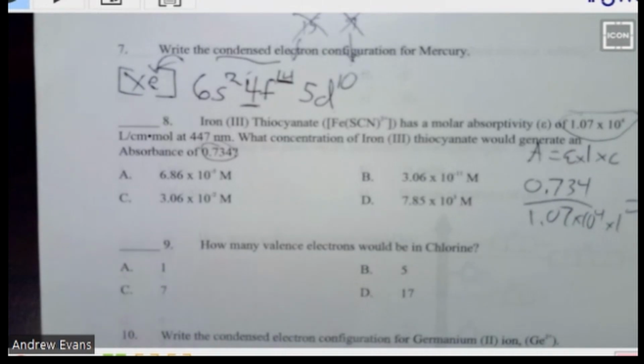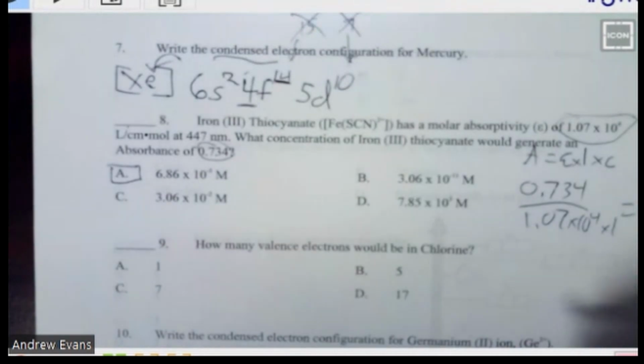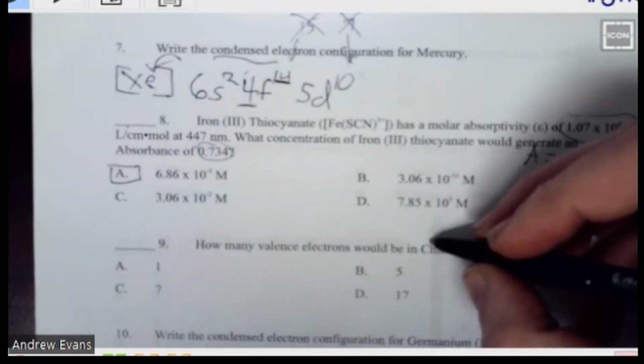We don't need the wavelength. The wavelength is where it's measured at, but it's not actually in the equation. So your answer is 6.86 A. How many valence electrons would be in chlorine?